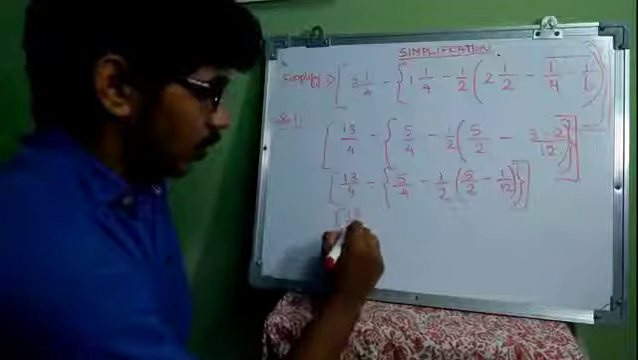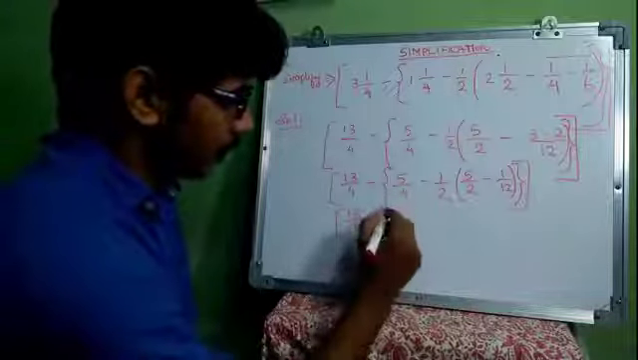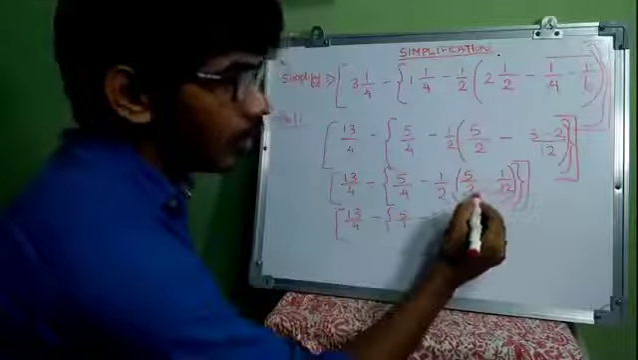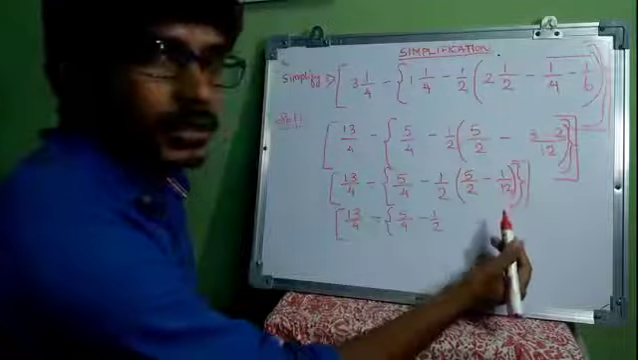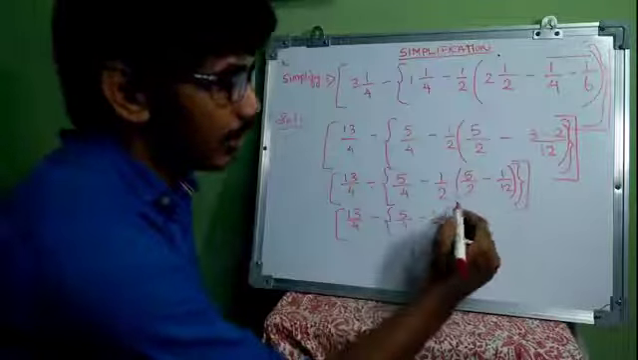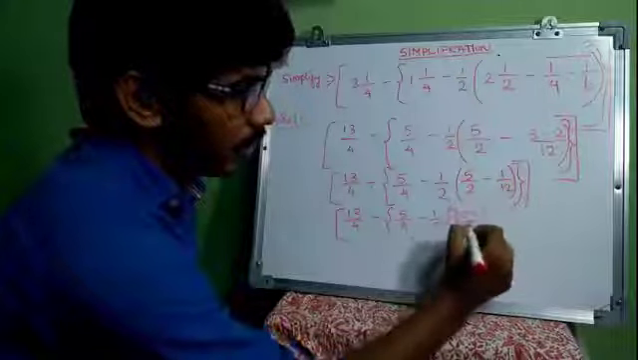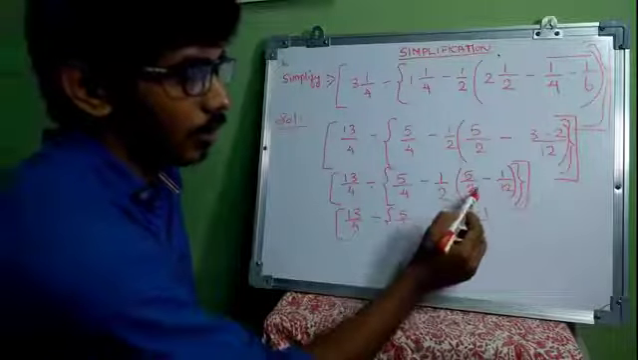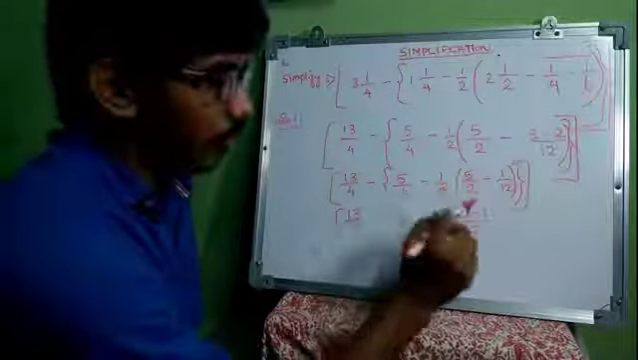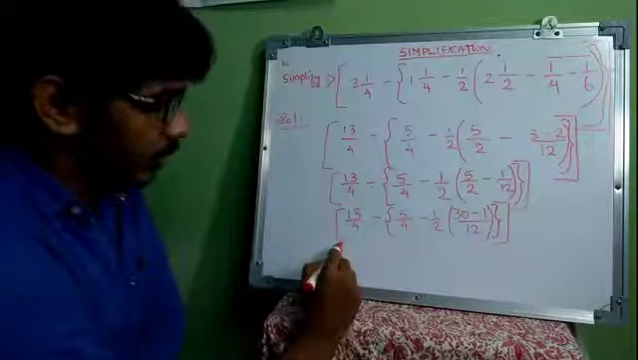The next step is 13 by 4 divided by 5 by 4 minus 1 by 2. Here, what is the LCM? 2 and 12, what is the LCM? 12, right? Here, you need to multiply with 6. 6 5s are 30. 30 minus 1 by 12. Is it clear? You have to multiply here with 6. Both denominator and numerator, you have to multiply with 6. Then close the bracket. And the next step, what do you have to do?